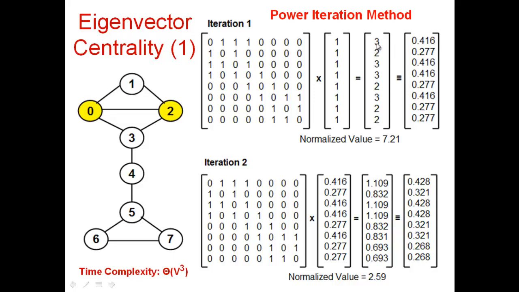Find the sum of the squares of the entries of the product vector. That means 3 square plus 2 square plus 3 square plus 3 square plus 2 square plus 3 square plus 2 square plus 2 square. Once you get the sum of the squared values, take the square root of that sum. That's what I have written here as the normalizing value, 7.21. That's the square root of the sum of the squares of these values.